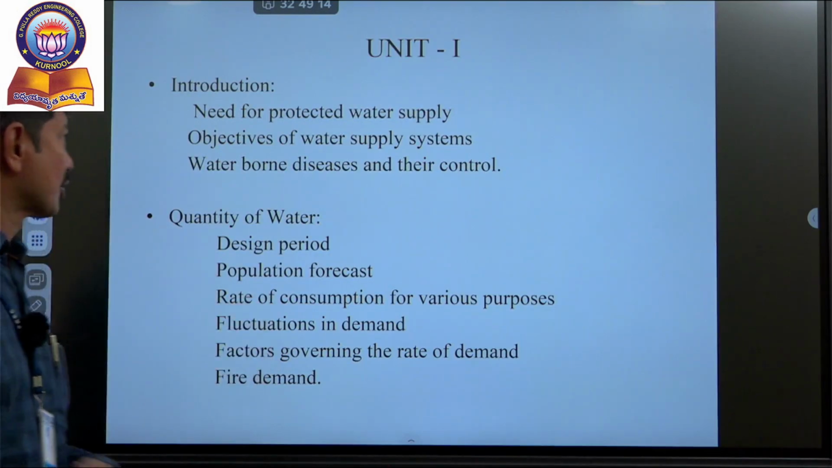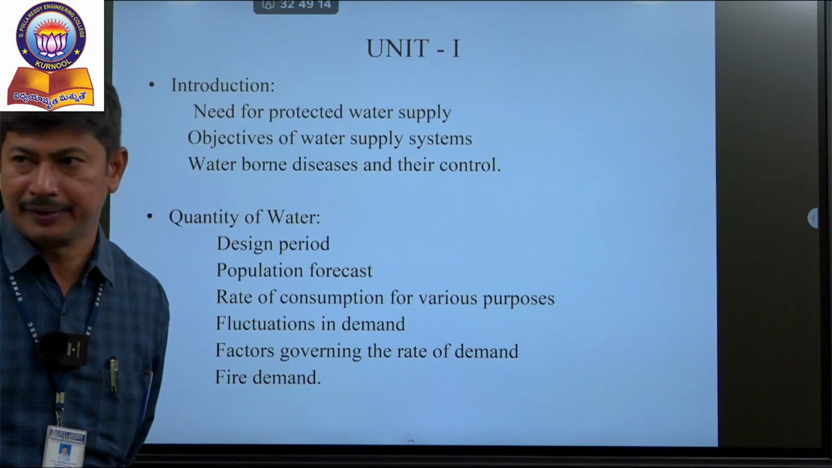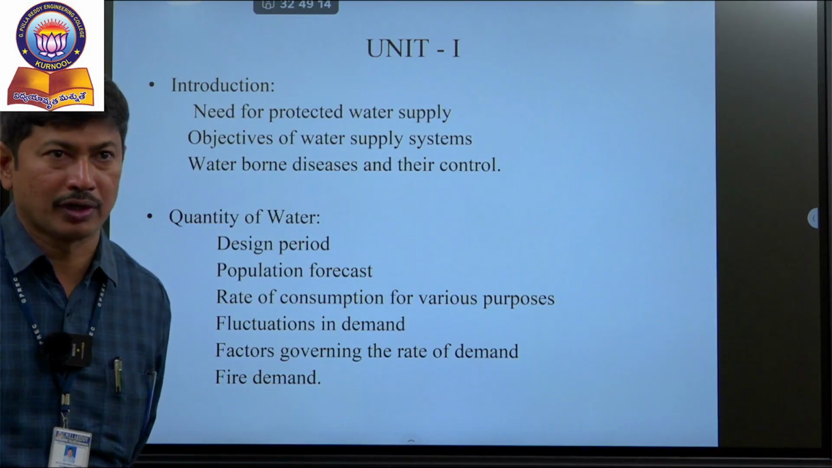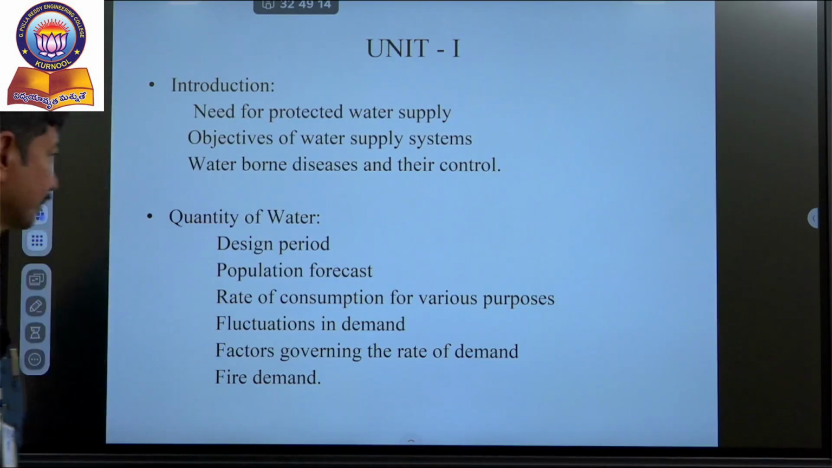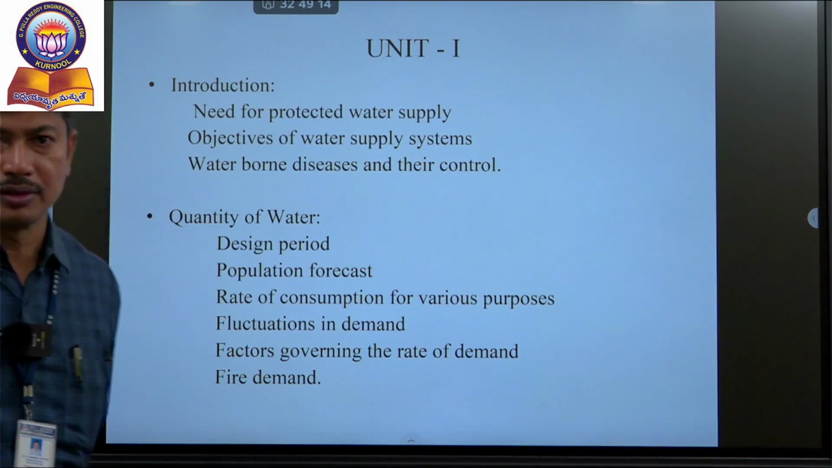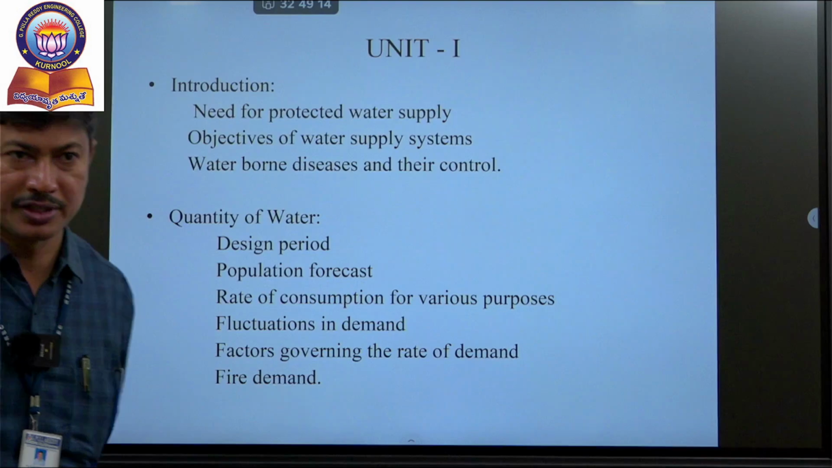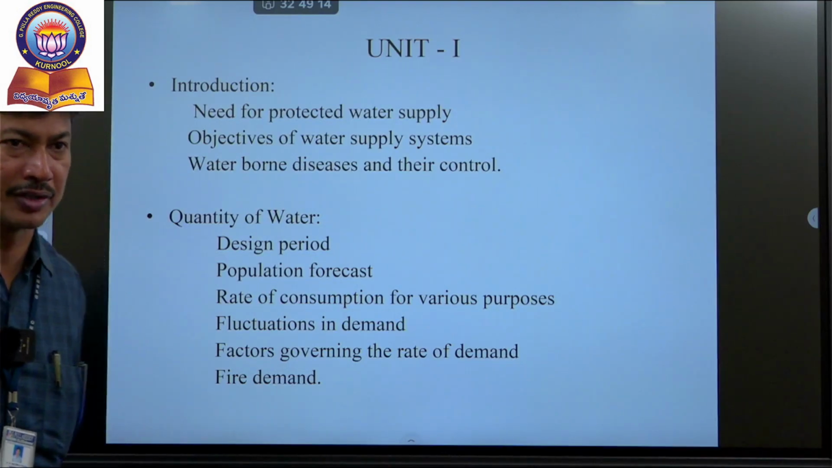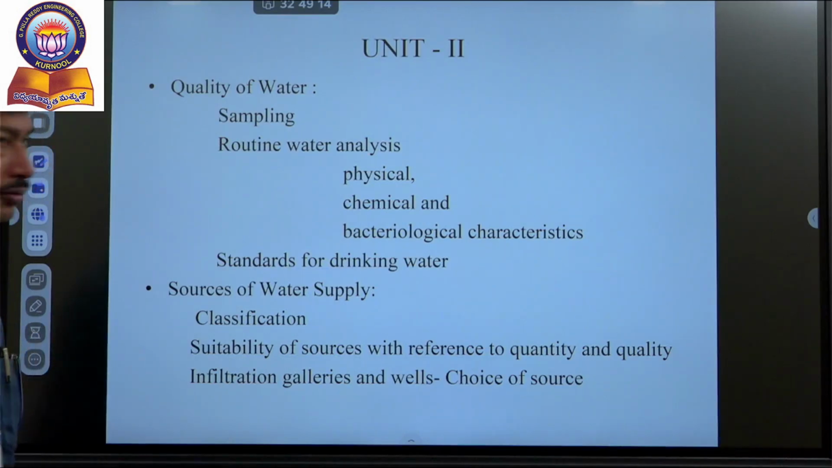First unit: what is the need for protected water supply for society? If protected water is not supplied, what are the various waterborne diseases and effects? And coming to the quantity of water: design period, population forecasting, rate of consumption for various purposes, fluctuations in demand, the factors governing fluctuations in demand, and fire demand. And unit 2 is about quality of water and sources of water.